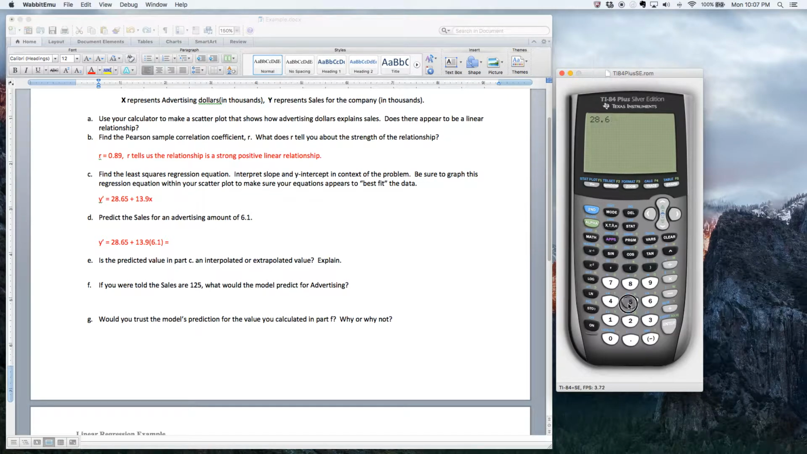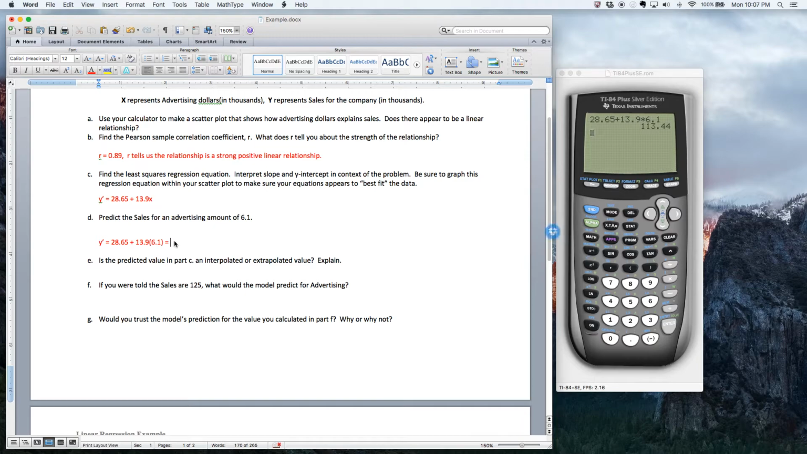28.65 plus 13.9 times 6.1. 113.44. All right, so 113.44. Now, obviously, we're talking thousands of dollars here, so that number is 11344, and then we have to move that decimal 3 places, right? Oops, let me put a comma in there.